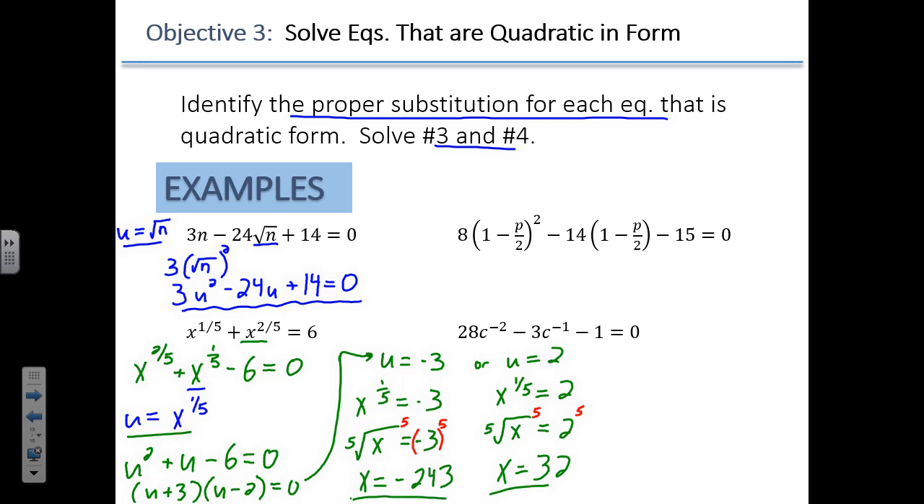There's our two solutions. It wasn't a quadratic, but we made it act like a quadratic, and then we completed a substitution to find our values.